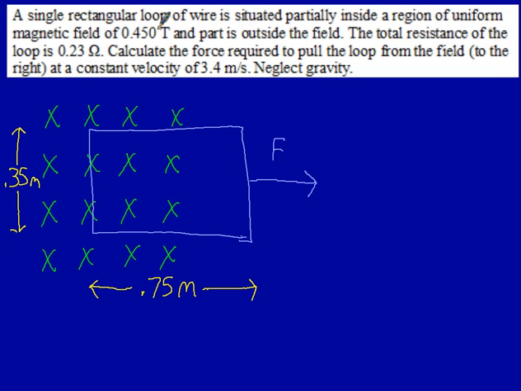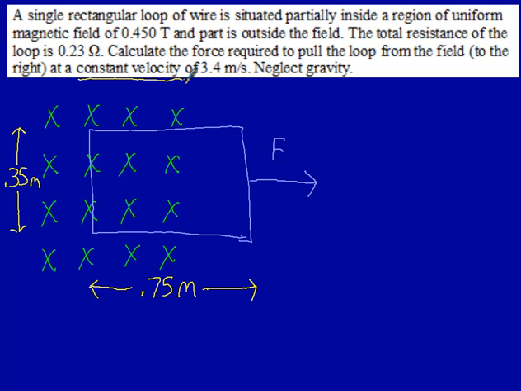A single rectangular loop of wire is situated partially inside a region of uniform magnetic field of 0.45 Tesla, and part is outside of the field. The total resistance of the loop is 0.23 ohms. Calculate how much force it takes to pull the loop from the field at a constant velocity.